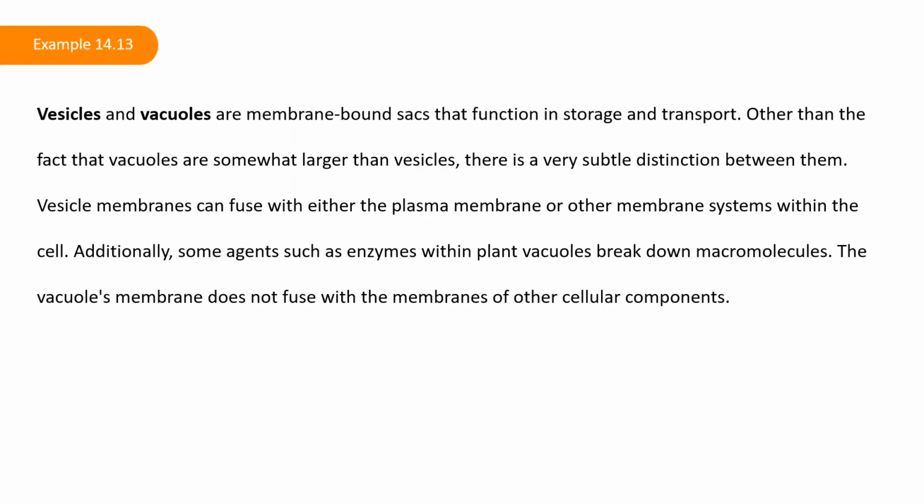Vesicles and vacuoles are membrane-bound sacs that function in storage and transport. Other than the fact that vacuoles are somewhat larger than vesicles, there is a very subtle distinction between them. Vesicle membranes can fuse with either the plasma membrane or other membrane systems within the cell. Additionally, some agents such as enzymes within plant vacuoles break down macromolecules. The vacuole's membrane does not fuse with the membranes of other cellular components.